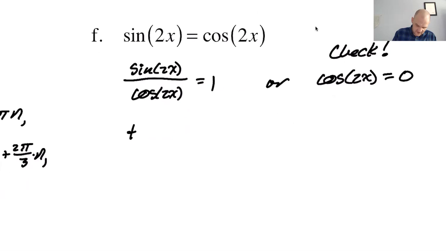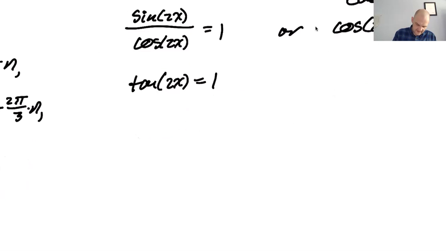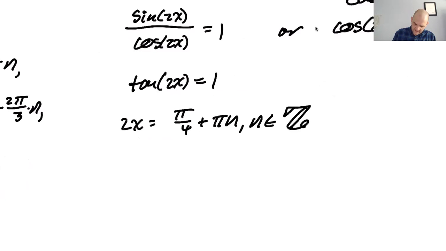So this is tan of 2x is 1. So where can that happen? Well, 2x could be pi over 4, but remember it's tangent. So the period of tangent is pi. So I'm going to say plus pi n. N is an element, I don't know why I'm doing this here. Usually I like to say that until the end. So I'm getting pi over 8 plus pi over 2 n, where n is an element of the integers.